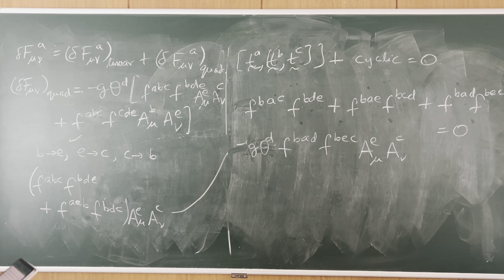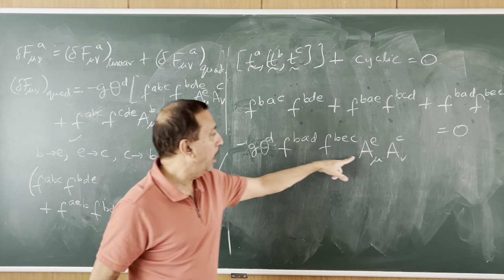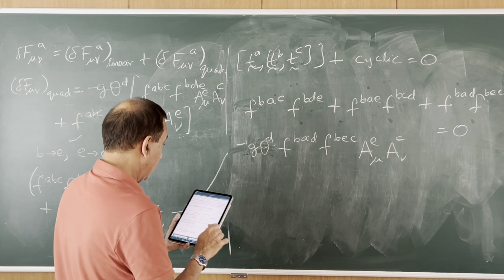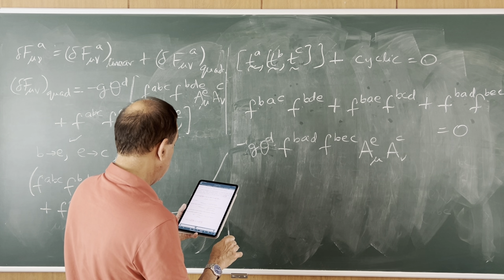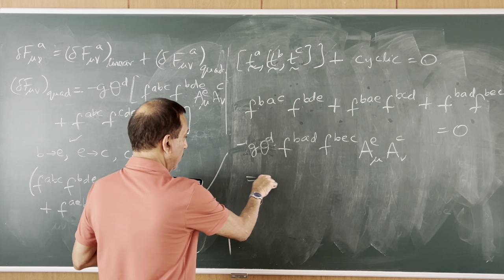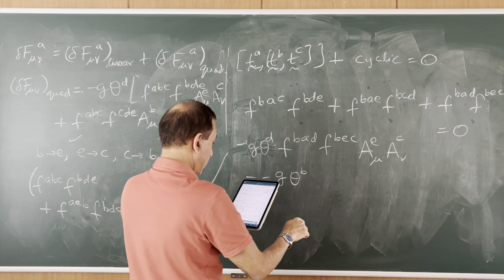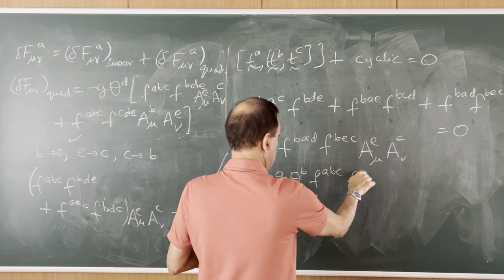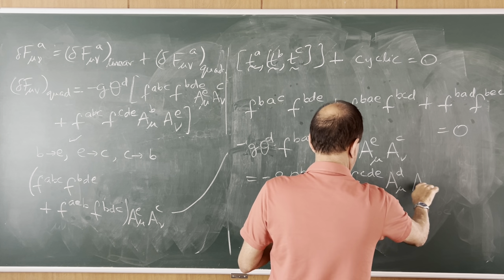Okay. Now I should remember my f linear, which unfortunately has gone away long ago. And f linear also had theta d. And then it had del mu a nu minus del mu a mu. And so if I combine them, I will find that, okay, this can be rewritten. By renaming, this can be rewritten as minus g theta b. Sorry, the linear part had theta b. And then f a b c, f c d e, a nu d, a nu e.